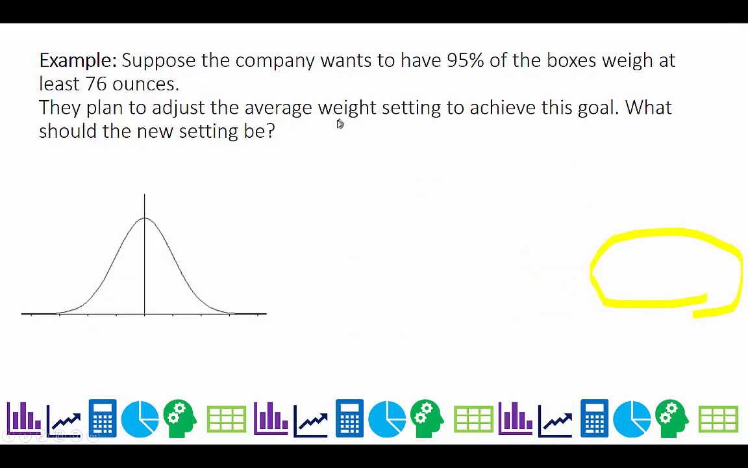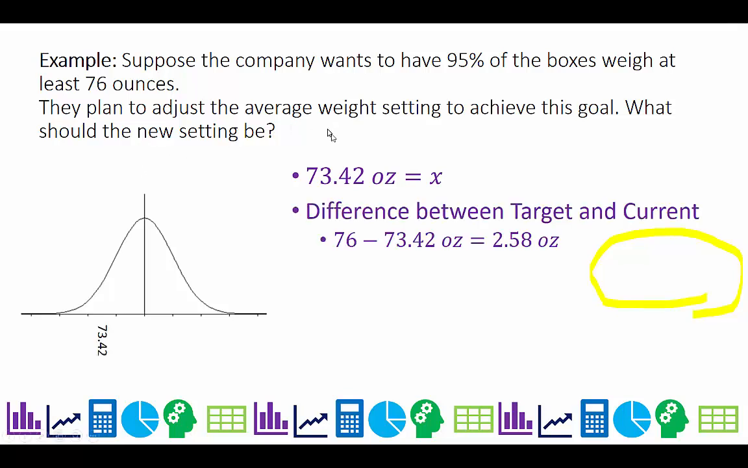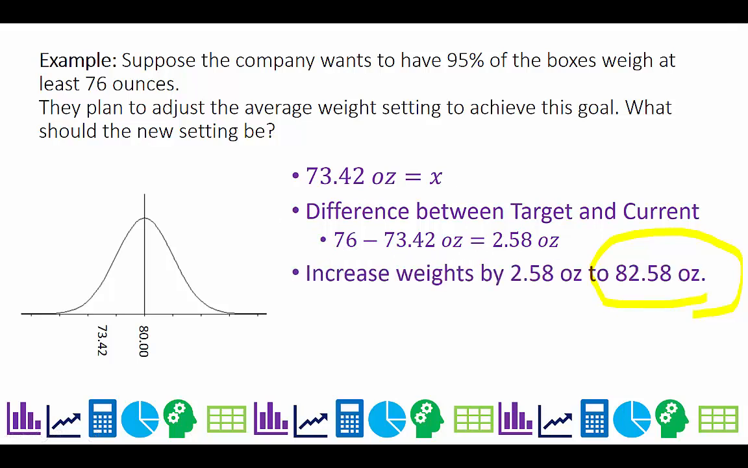All right, suppose the company wants to have 95% of the boxes weigh at least 76 ounces, and they plan to adjust the average weight setting. What should the new setting be? So x is 73.42 ounces, and what I want is the difference between the target and the current, which is 2.58 ounces. So basically, I'm going to increase weights by 2.58 ounces to 82.58 ounces.